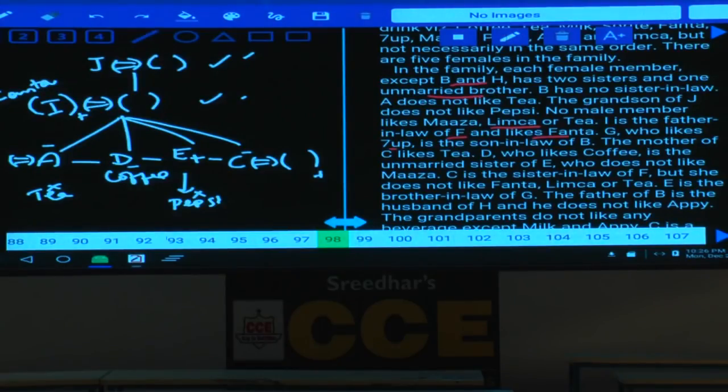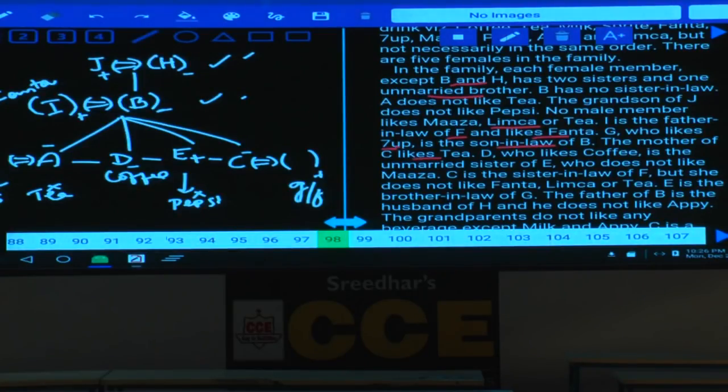G who likes 7-Up is the son-in-law of B. The son-in-law of B means I and B are married, isn't it? I is a male and B is a female. G can be either at this place or at this place, F or G here. If F or G is here, then who is left over? I, J and H. H is a female because, except B and H, the remaining females are mentioned, hence J is a male. Then G who likes 7-Up is the son-in-law of B.